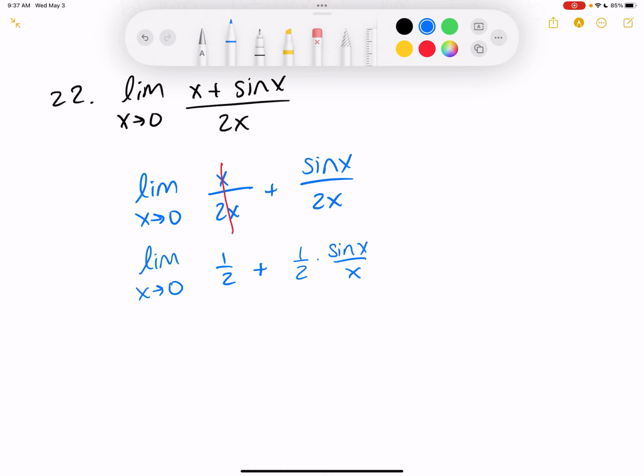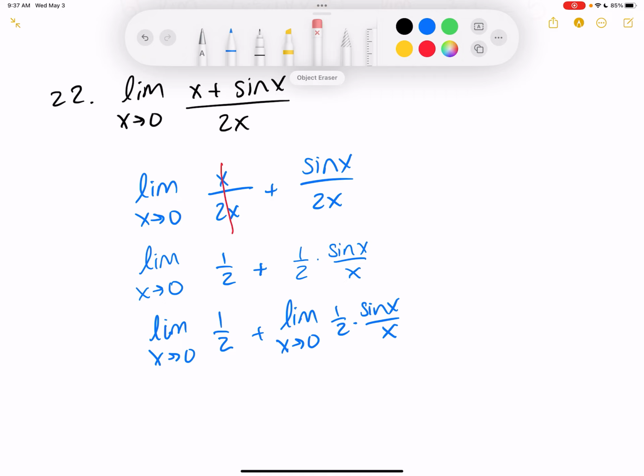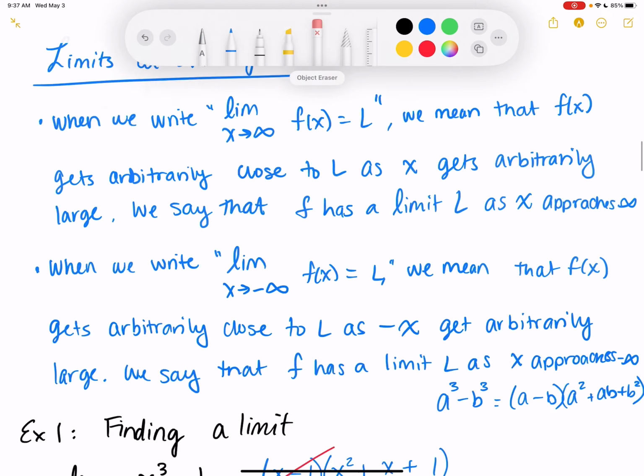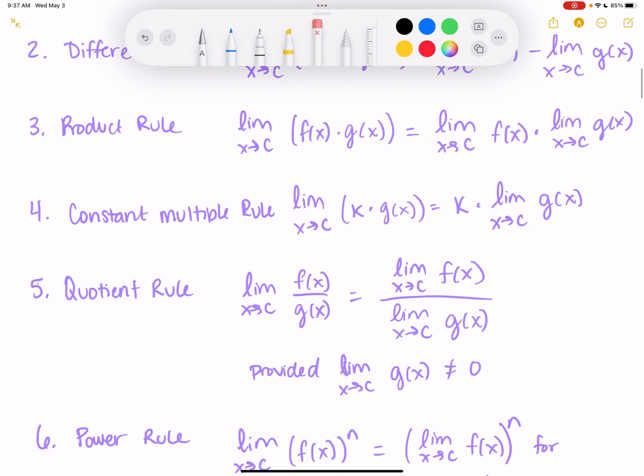Okay. I'm going to write this as two separate limits now. The limit as x approaches 0 of 1/2 plus the limit as x approaches 0 of 1/2 sine of x over x. Now, there's another rule that we had that said if there is a constant multiple, I can't remember what it was called. Go back up and see what the book actually calls it. Oh, look, the constant multiple rule means I can do what?